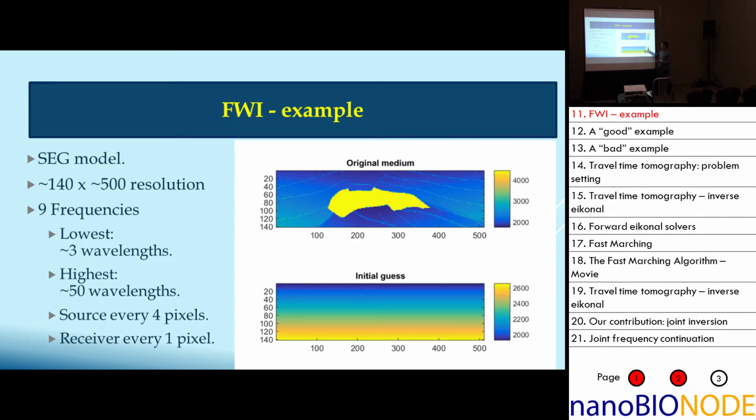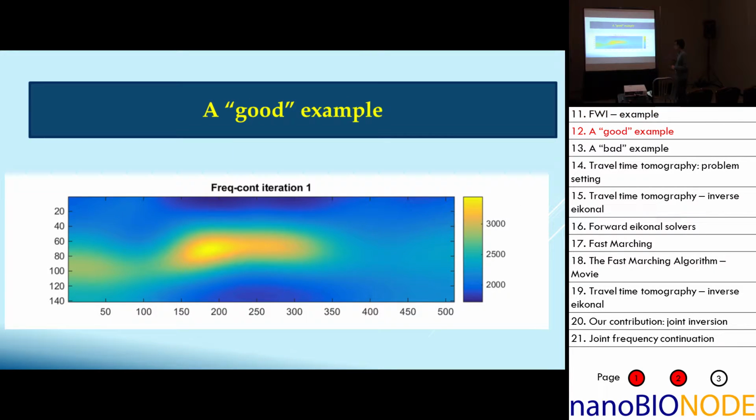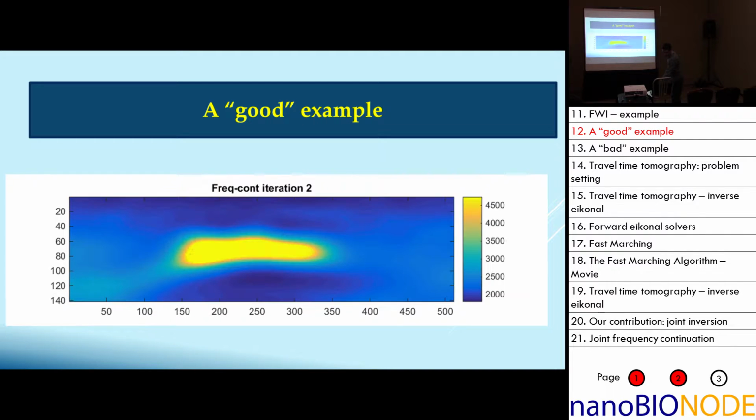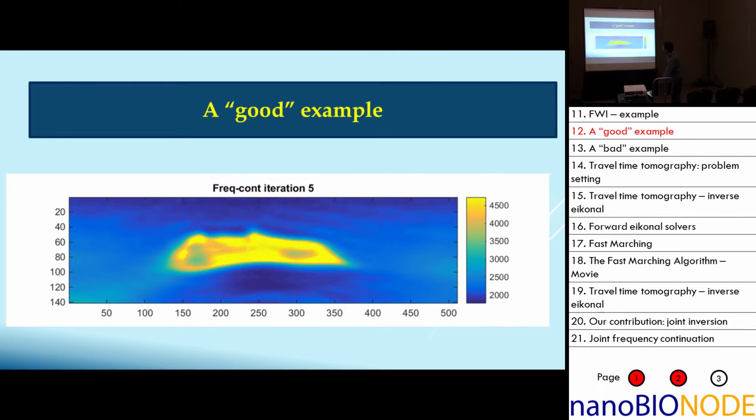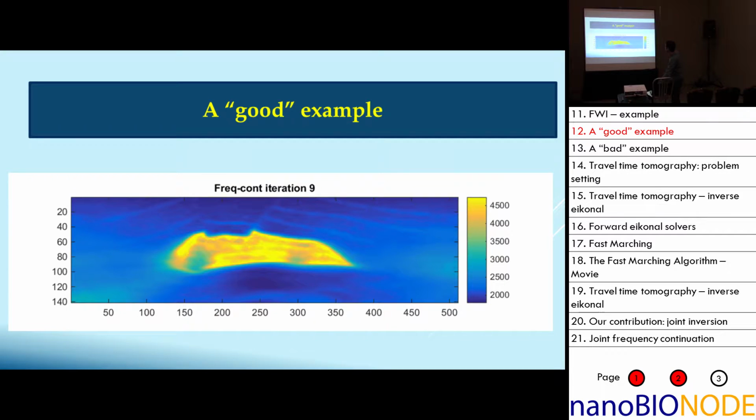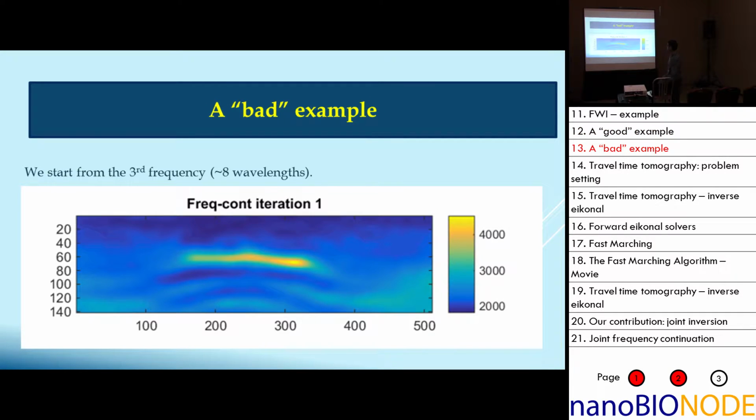And this is our initial guess. This is a linear velocity model. And let's see how it goes. So this is the good example. This is the first frequency, the result of the first frequency inversion. You see this smooth blob that corresponds to the low frequencies that we had in the corresponding data, and then we go on and sharpen the image by introducing more and higher frequencies.